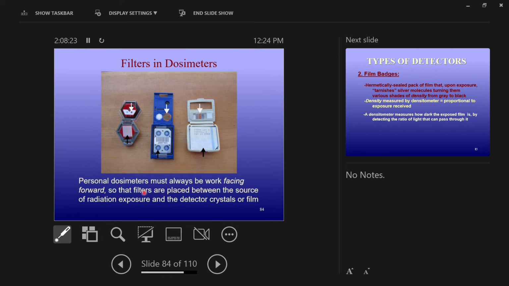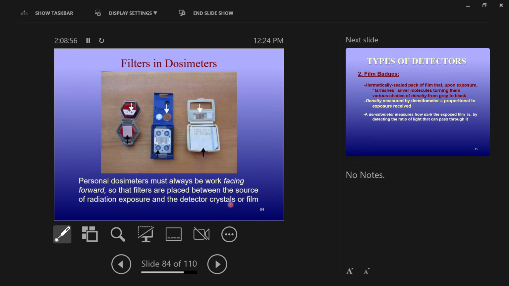Dosimetry badges must always be worn facing forward. If they're facing backwards, the radiation won't go through the filter. The filters are placed between the source of radiation and the detector crystals or the film, whatever the detector is made of. But importantly, the badges are worn facing forward. They're worn at the thyroid level, so you wear them at your lapel, your collar level, unless it's a fetal dose badge, and of course you wear that at waist level.